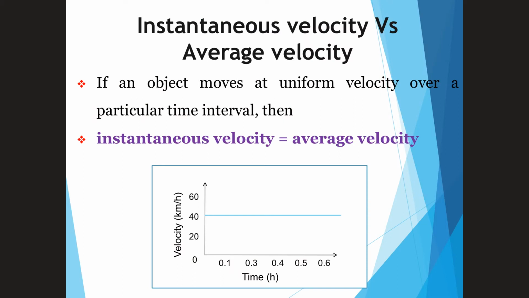So there's a certain condition where your instantaneous velocity will be equal to your average velocity, where you have a constant velocity.